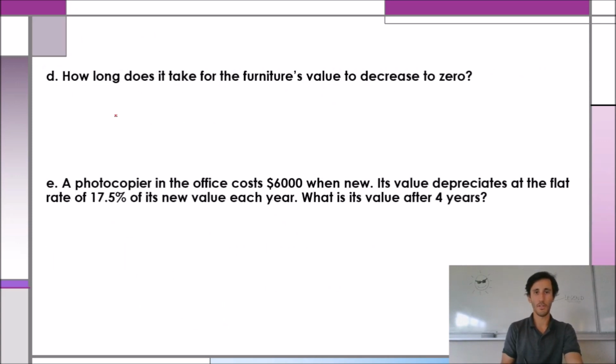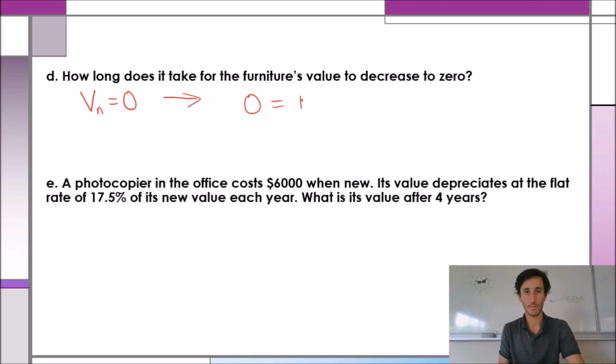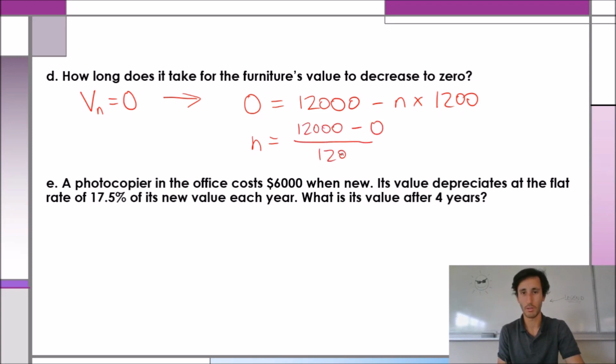How long does it take for the furniture's value to decrease to 0? We want Vn equals 0. So 0 equals, what's our starting value? 12,000. 12,000 minus n times 1,200. Well, this one I think I can do in my head. You're going to shuffle things around to get n as the subject. n is equal to 12,000 minus 0 divided by 1,200, which is 10. Quick maths.